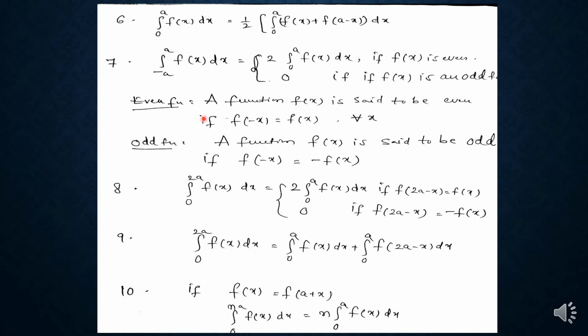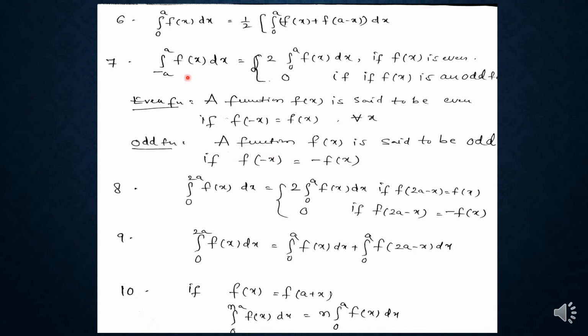A function f(x) is said to be an even function if f(minus x) is equal to f(x). If in the given function we put x equal to minus x and still get the same original function, that is called an even function. A function f(x) is said to be an odd function if f(minus x) is equal to minus f(x). If we substitute x equal to minus x and get minus the original function, then the function is called an odd function.